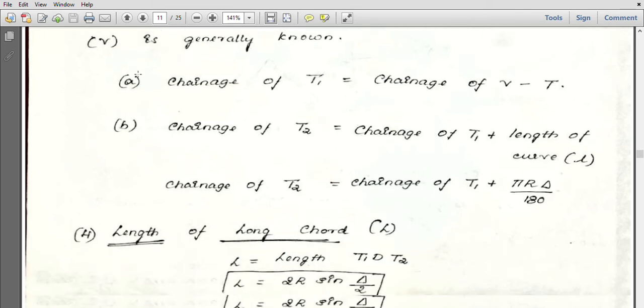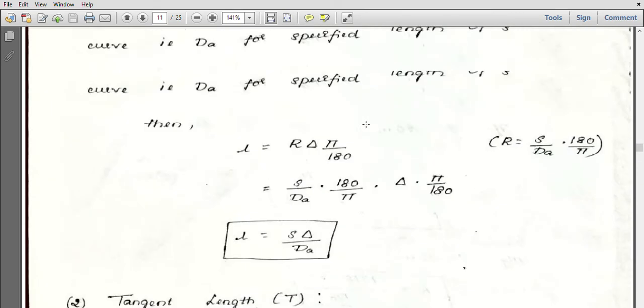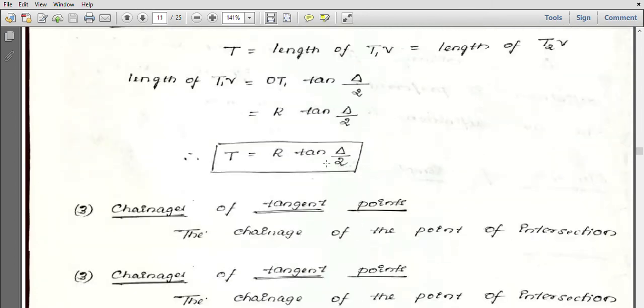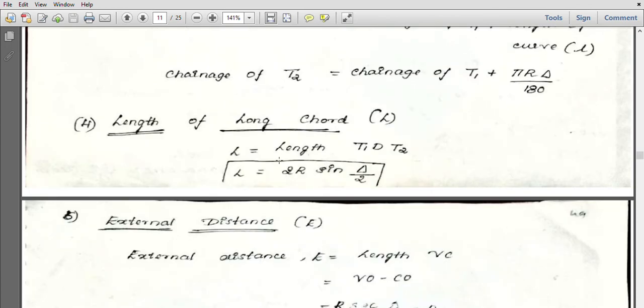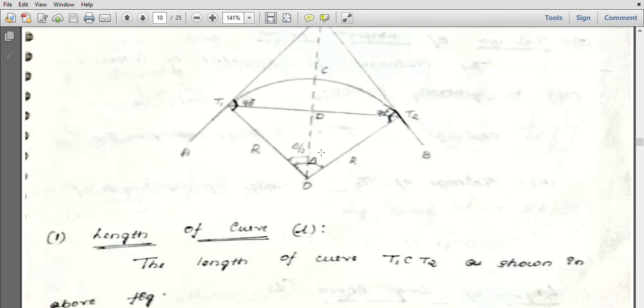This is the third element. Next, the fourth element, the length of the long chord. So length of the long chord means, in this figure, the total distance from T1 to T2. So T1 T2 is called the length of the long chord, that is denoted by capital letter L. So to calculate that, it is very simple. So L is equal to, we know that this is a delta and this is a triangle. So we want now T1 T2.